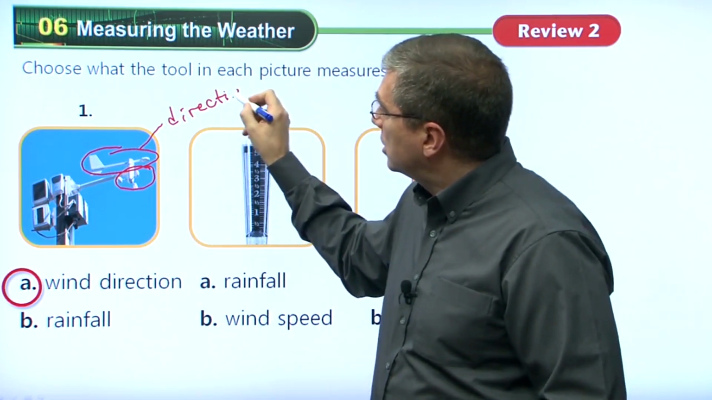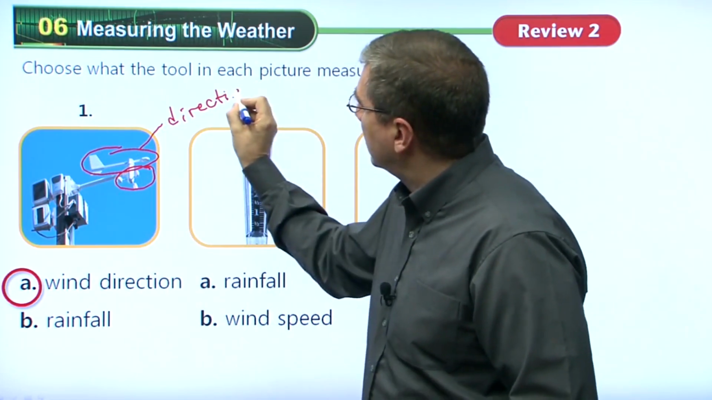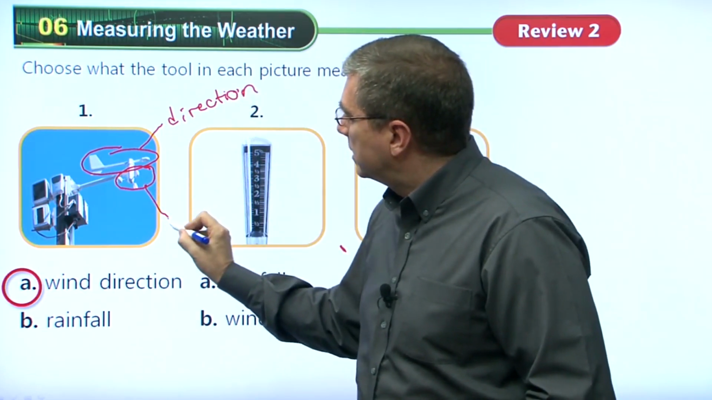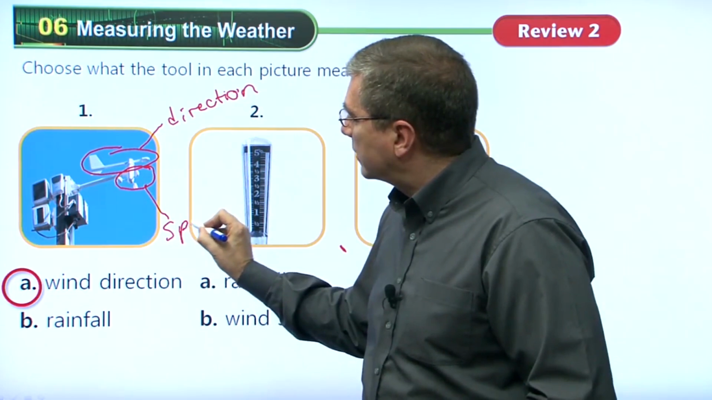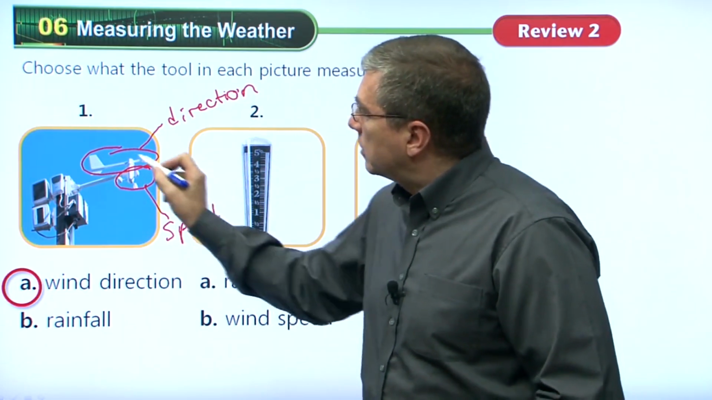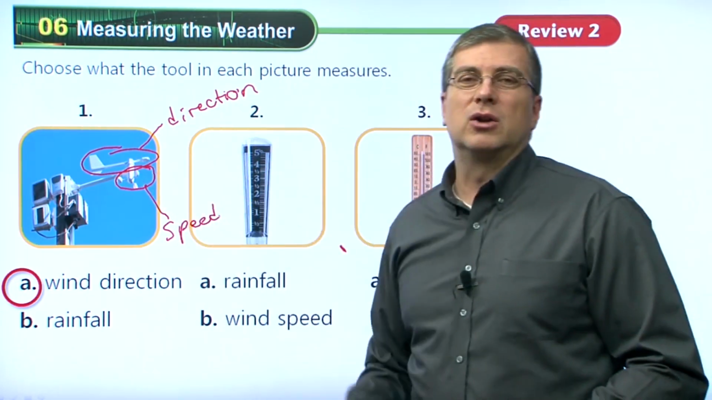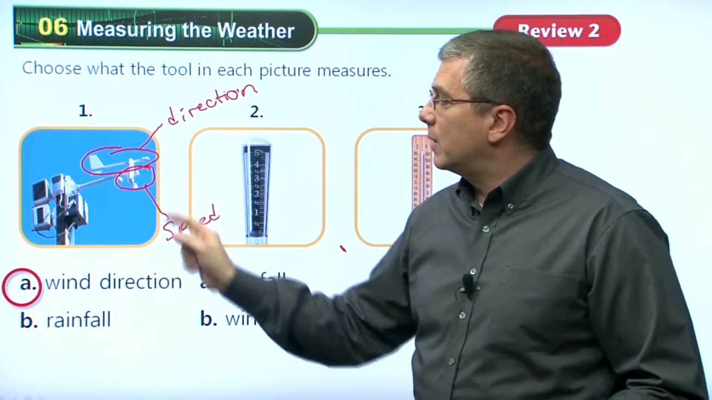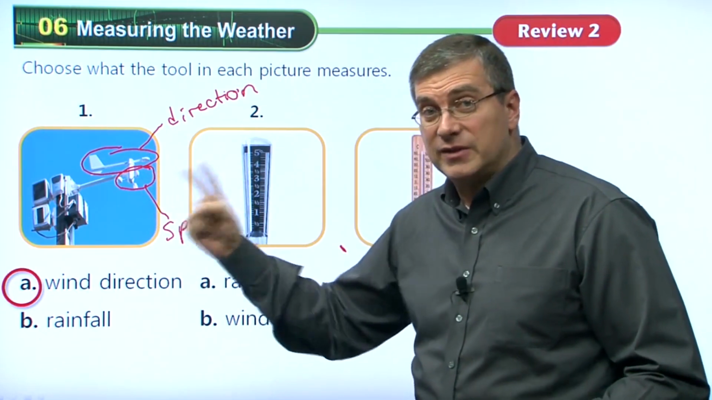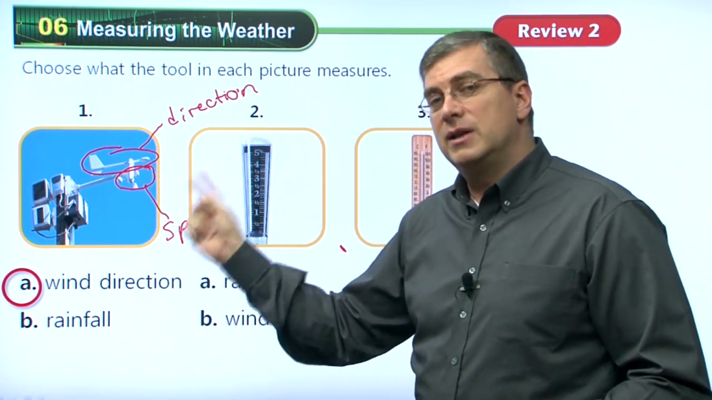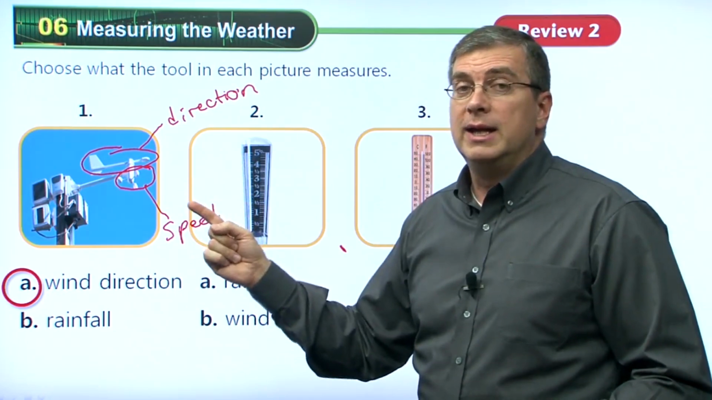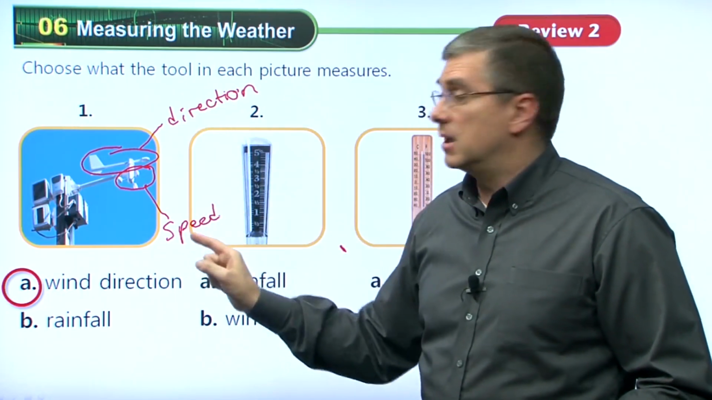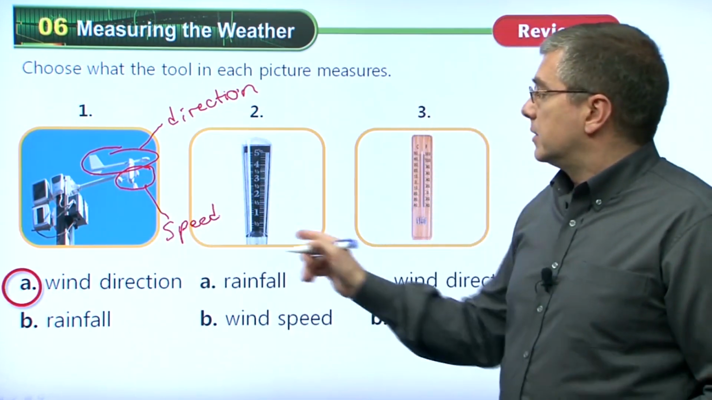What is the direction of the wind? And this part measures the speed. How fast is the wind? So that's interesting. This is a more modern looking wind vane, and it has two parts. It measures the direction of the wind, and this part here spins fast if the wind is fast. It spins slowly or not at all if the wind is very slow. So it measures direction and speed of the wind. So let's take a look here.